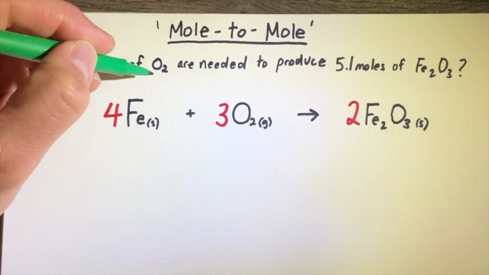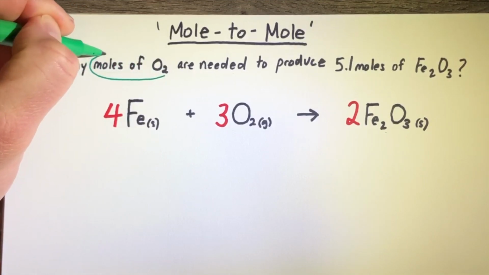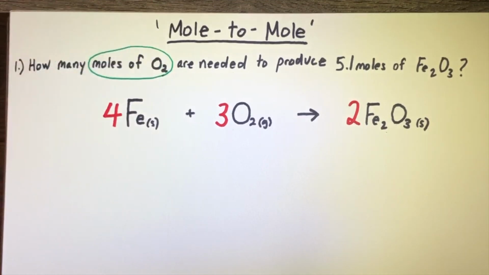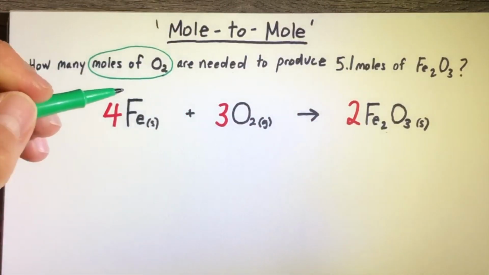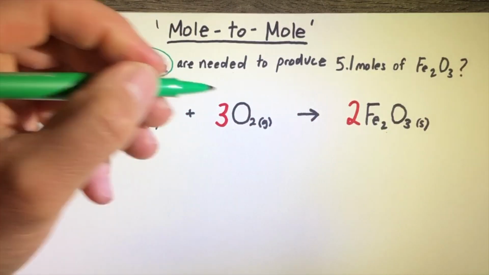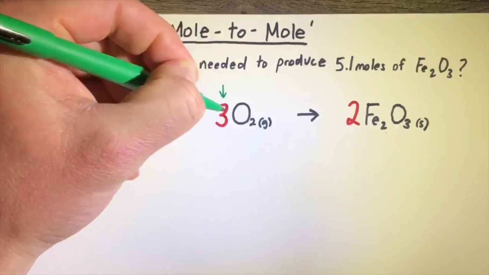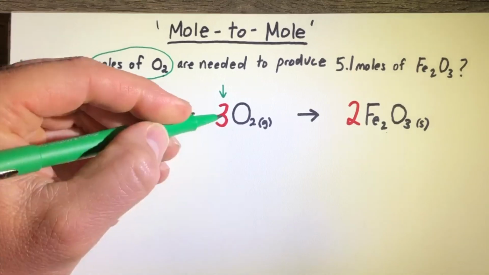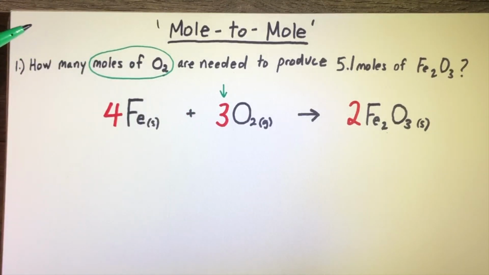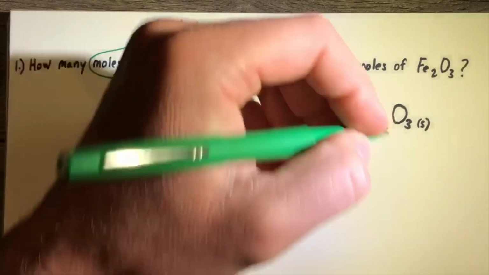So how many moles of O2? That's what we want, moles of O2. And because we're going to be using this recipe, this chemical equation, we're going to point to O2's coefficient, or balance number. All right, here's O2, and it's 3. So how many moles of O2 are needed to produce 5.1 moles of Fe2O3?